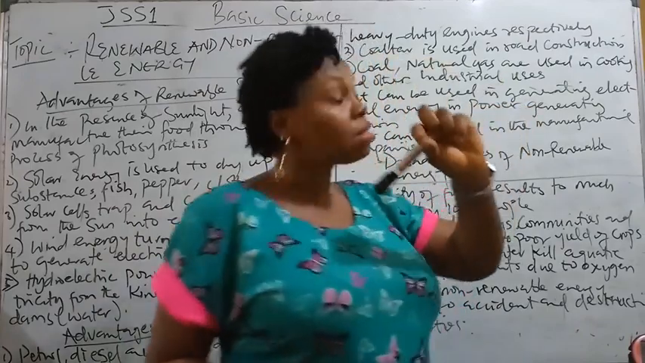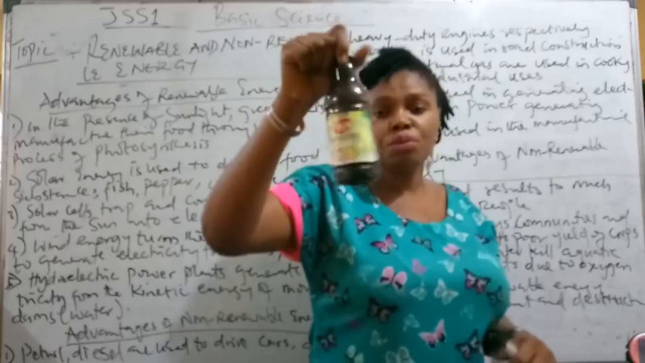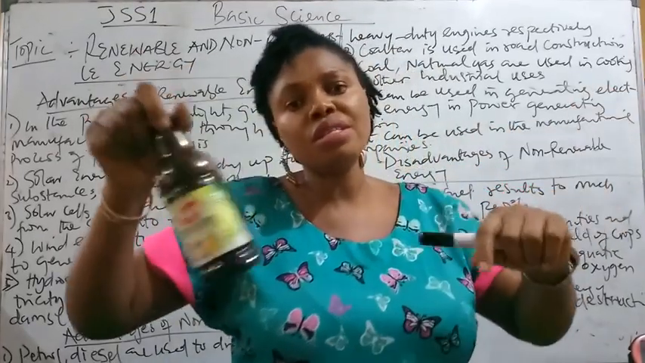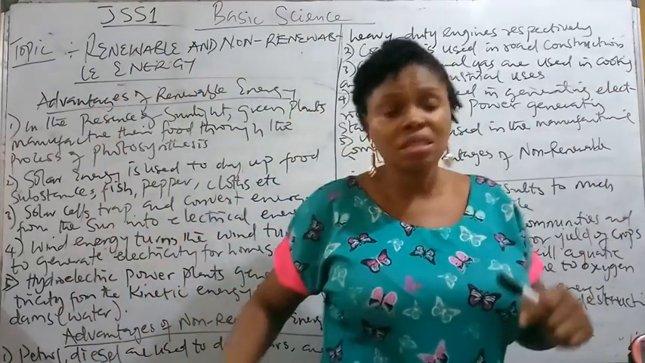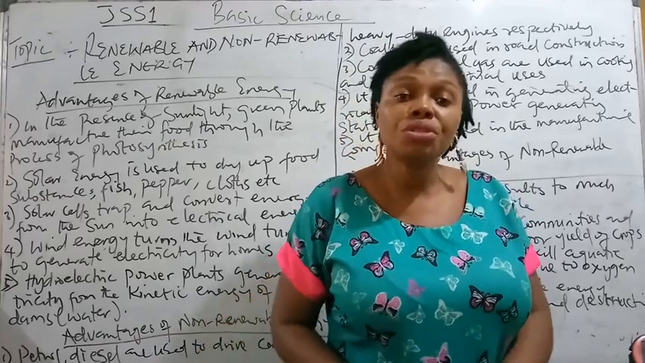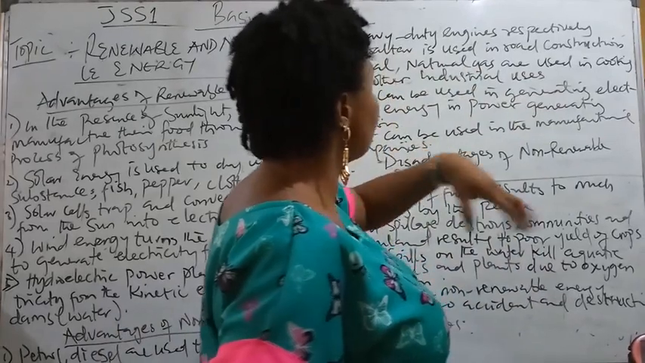Number two, tar. Tar is a dark substance. It's also gotten from petroleum after refining. The last substance of it is the tar. It's dark. You may have seen it during the construction of roads. When they are constructing the road, you may have seen tar. They use it to construct our roads.